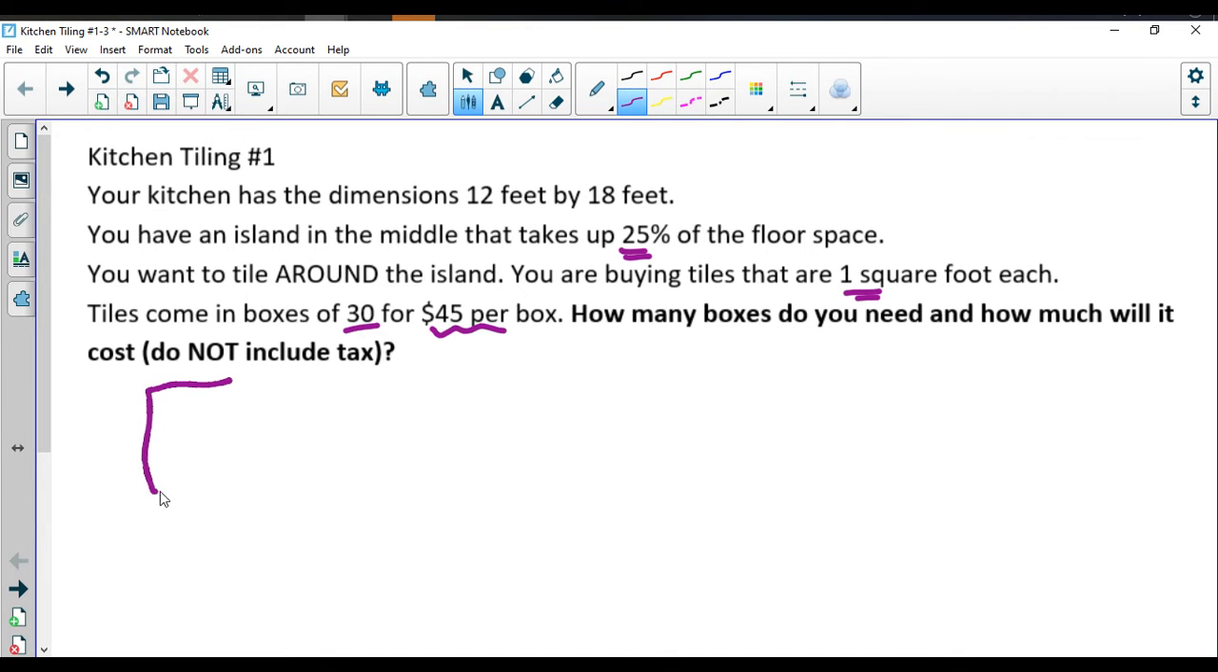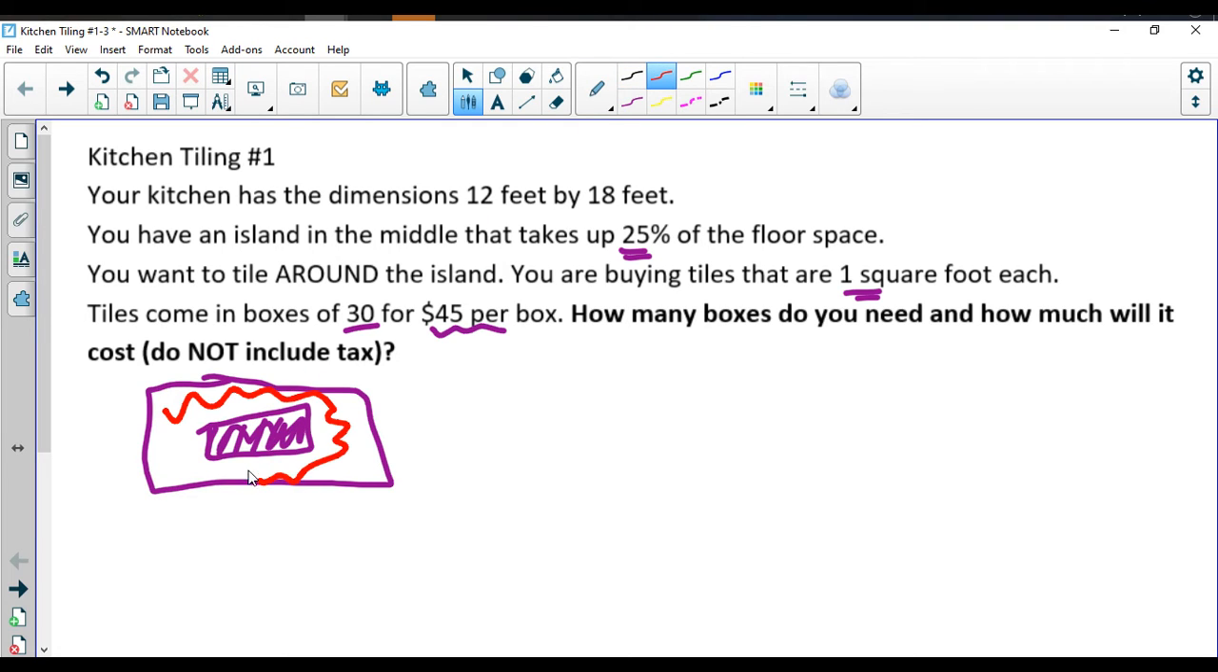So we're kind of thinking we have this picture here. It's a rectangle. We have the island that's here in the middle. We are not going to tile that in, but we are going to place tile in all of this area that's around it. So we're going to start off by finding the area of the kitchen. So area for a rectangle would be length times width. So we're going to use that 12 times 18 that's there in that first line. And 12 times 18 is going to be 216. And we can go ahead and call that feet squared.